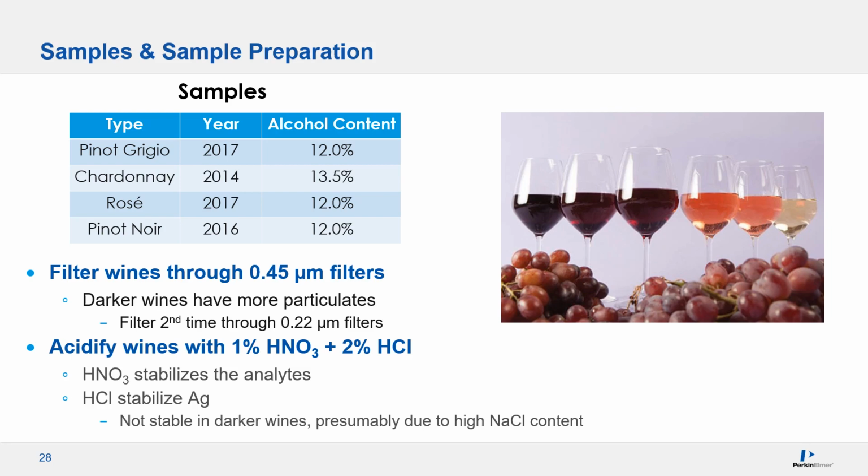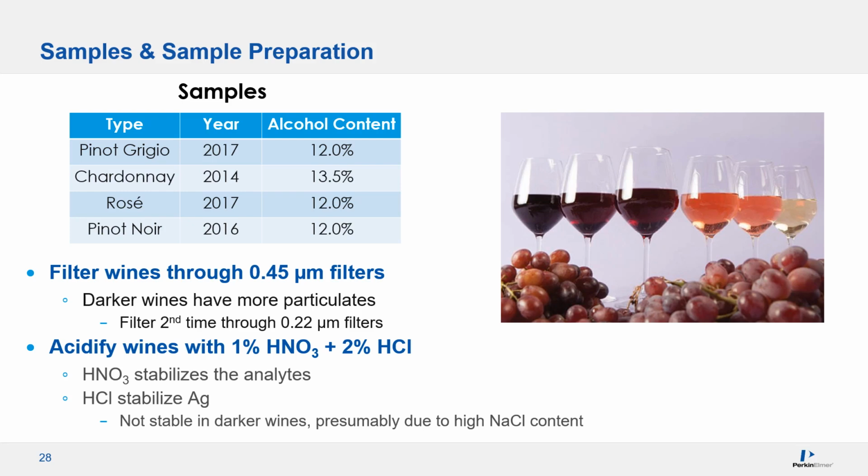So what we did is we filtered the wines through 0.45 micron filters because all the wines had visible particulate matter in them. And we noticed that the darker wines generally had more particulate matter. So we actually filtered them a second time through 0.22 micron filters to try to remove as many of the particles as possible. We then acidified the wines with 1% nitric and 2% hydrochloric acid.